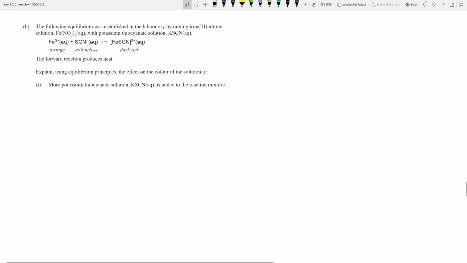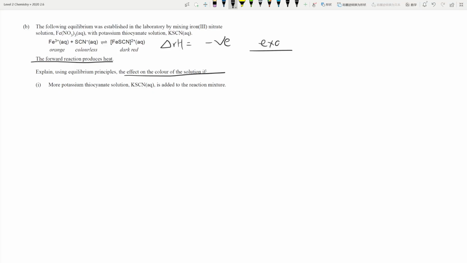So the following equilibrium was established in a laboratory, mixing and so on. The forward reaction produces heat. That's important. That means the forward reaction is exothermic. Okay. So if the forward reaction is exothermic, what is the effect on the color if more potassium thiocyanate, so more KSCN, is added in? Okay, so let's just look at the colors.